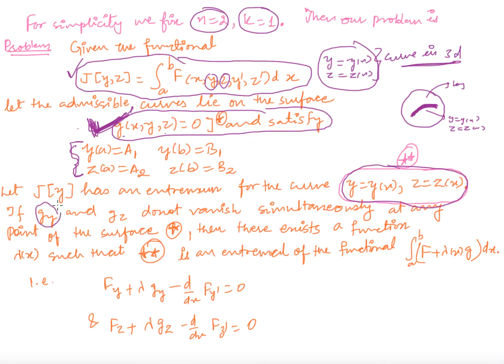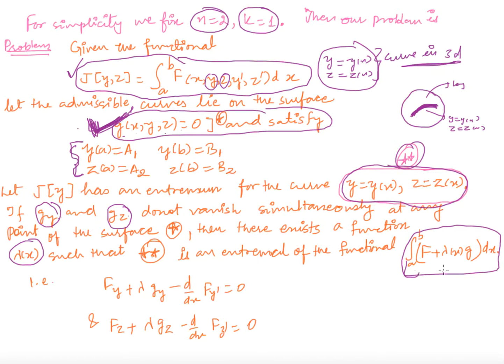and suppose g_y, that is the partial derivative of g with respect to y, and the partial derivative of g with respect to z, do not vanish simultaneously at any point of the surface star. This is how we are choosing our surface. That surface is such that at no point are these two things zero simultaneously. It means that these results are valid only for surfaces of that kind. Then we claim that there exists a function lambda of x such that this curve is an extremal of a new functional, which is this one.